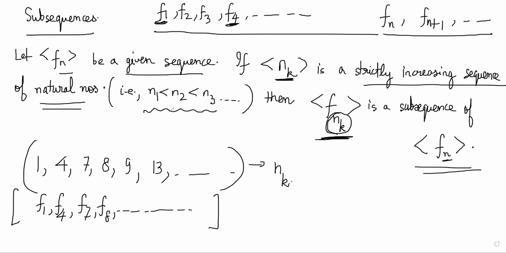This is the definition. You have to take a strictly increasing sequence that is part of the sequence of natural numbers, basically, and any strictly increasing sequence of natural numbers, if you put it as a subscript of f of n, then that becomes a subsequence of your original f of n.